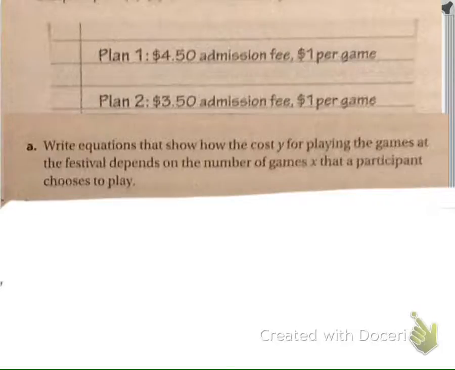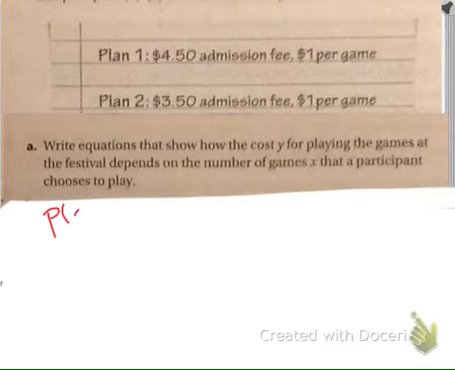Okay, anyways, number 2 gives you different situations or different plans that go along with the homework that we did yesterday. So I want you to do the same exact problems A through D, but with these 2 new plans. So I have 2 plans now. This one is $1 per game, but $4.50 to get in, or $1 per game and $3.50 to get in. And A tells me to write 2 equations for each plan.